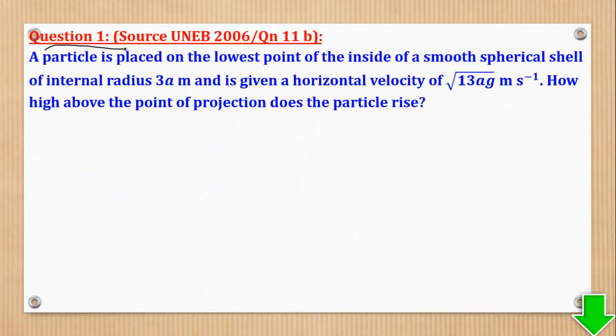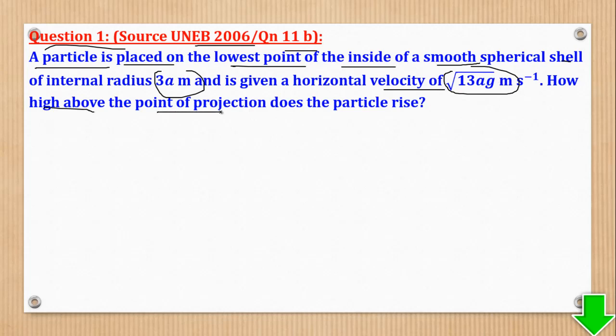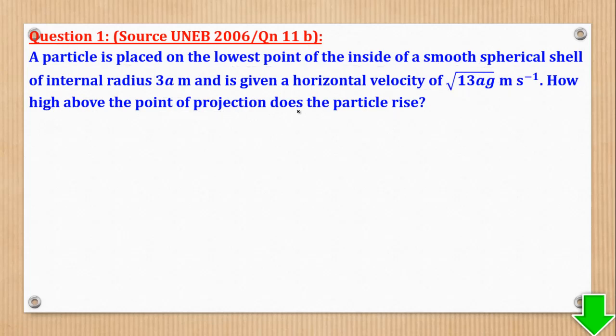So now we shall go to question 1, which came from UNEB 2006, part 2, question 11b, and it says, a particle is placed on the lowest point of the inside of a smooth spherical shell of internal radius 3a meters and is given a horizontal velocity of root of 13 meters per second. How high above the point of projection does the particle rise?